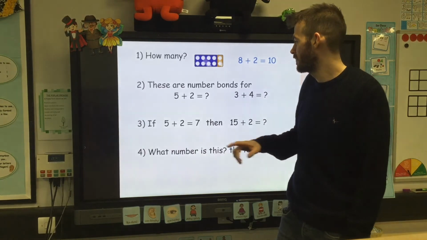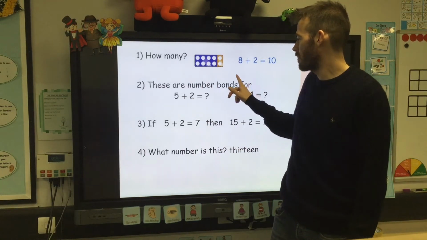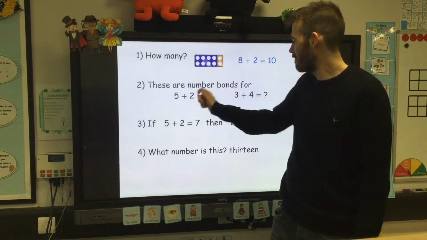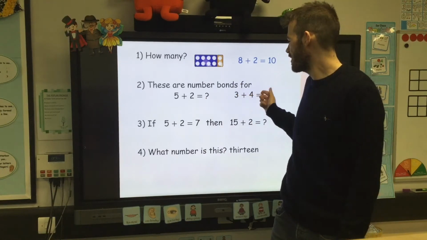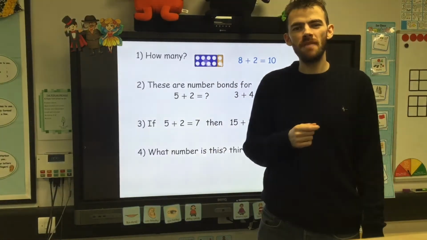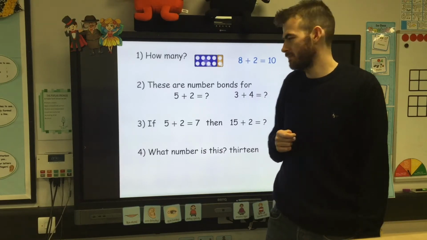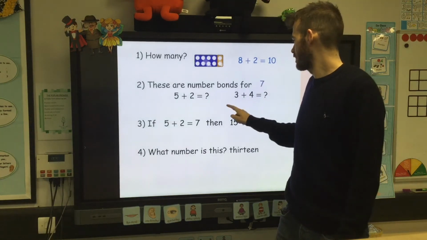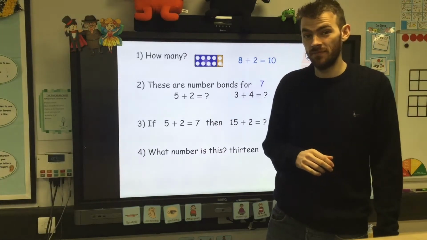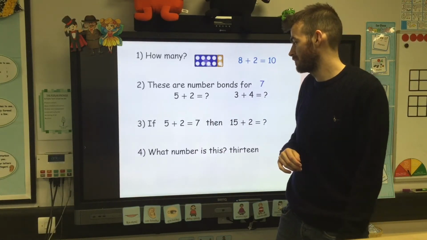Question 2. These are number bonds for which number? So we have 5 add 2 and 3 add 4. What number do they make? Pause the video to have a think. That's right, they both make 7. They're number bonds to 7.